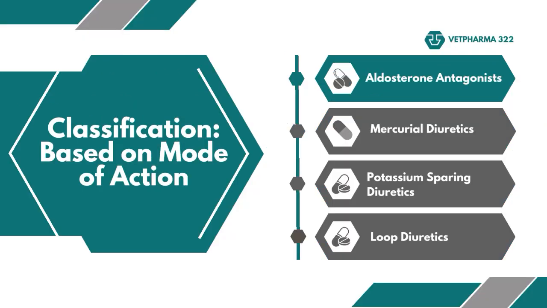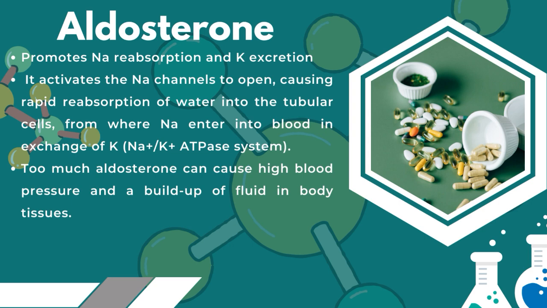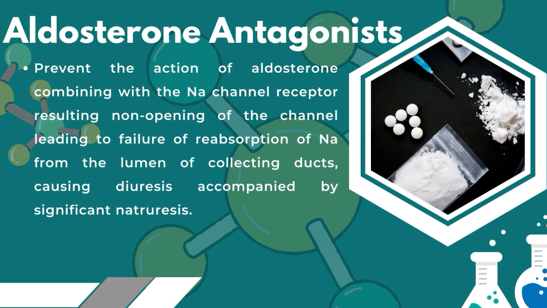Aldosterone antagonists. Aldosterone promotes sodium reabsorption and potassium excretion. It activates the sodium channels to open, causing rapid reabsorption of water in the tubular cells from where sodium enters into blood in exchange of potassium. Too much aldosterone can cause high blood pressure and a buildup of fluid in body tissues. Aldosterone antagonists prevent the action of aldosterone by combining with a sodium channel receptor, resulting in non-opening of the channel, leading to failure of reabsorption of sodium from the lumen of collecting ducts, causing diuresis accompanied by significant natriuresis.